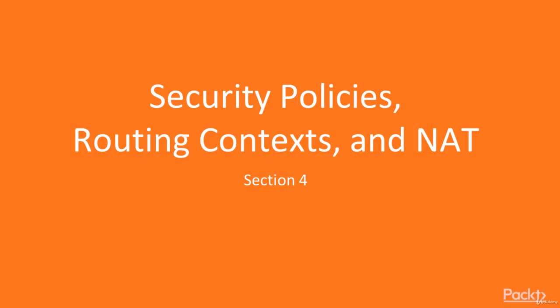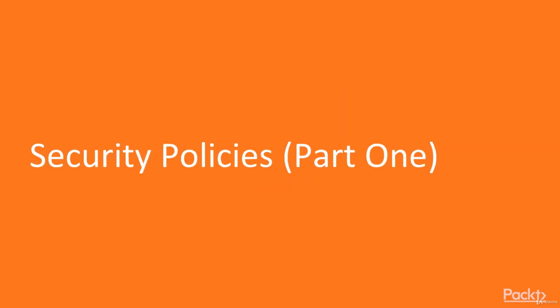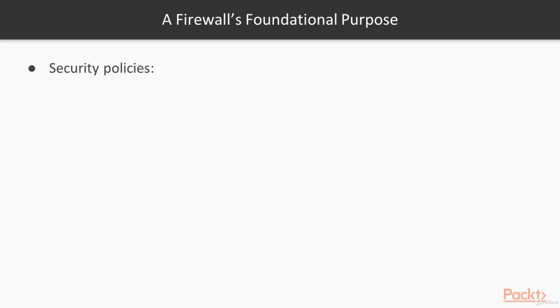Okay, let's continue on to section 4, security policies, routing context and NAT. Security policies. Okay, everyone, so in section 4, we're going to begin discussing security policies. And this is the reason why you put a firewall in the environment.